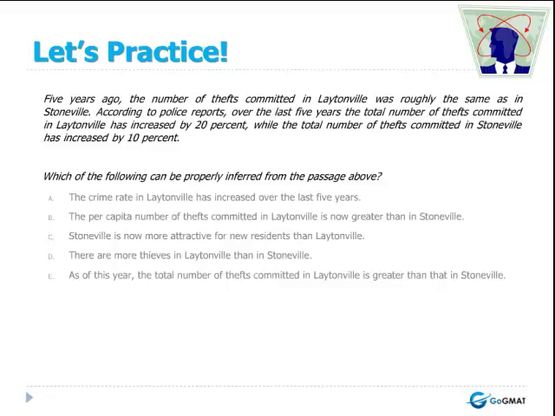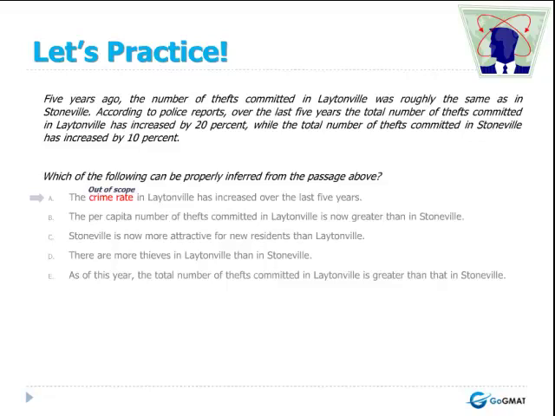Now let's look at this question together. What is the scope of this argument? It is concerned with the total number of thefts committed in the two towns and the change in this number over the last 5 years. Choice A is out of scope.